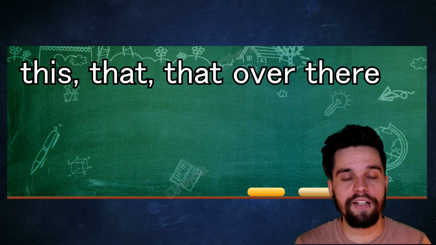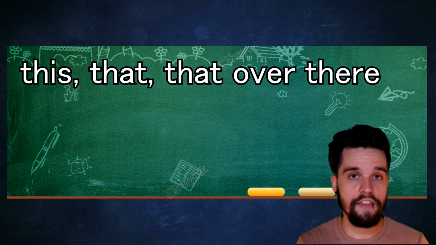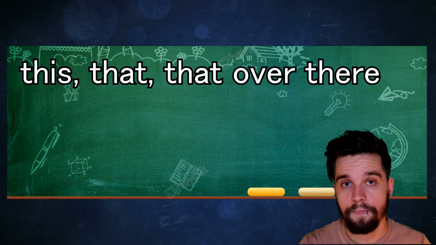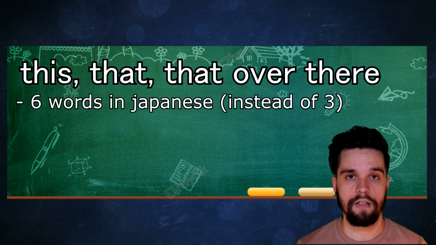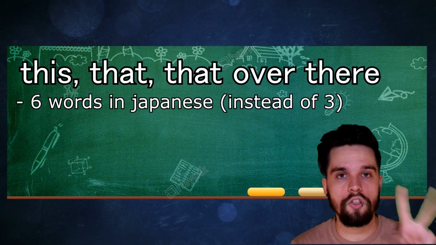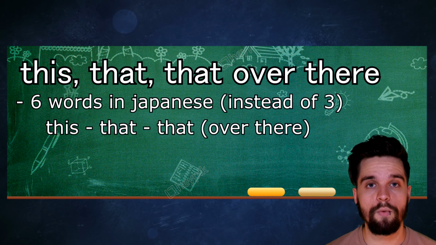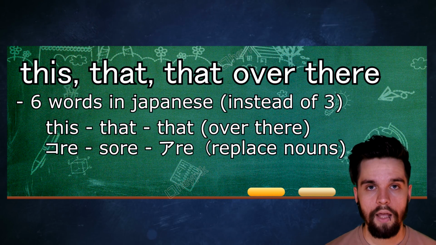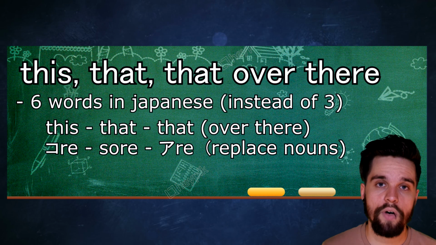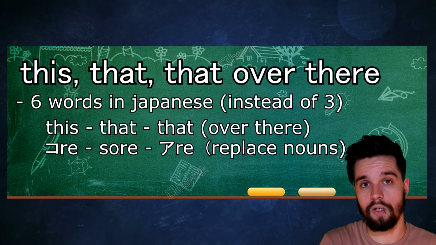The last grammar point I want to talk about is how to say that, this, and that over there. In Japanese, there are 6 words for this. Why are there 6 words and not 3? Now, every word here has 2 different ones in Japanese, depending on how you use it. The first 3 words are kore, sore, and are. They're very straightforward and easy to use. They can actually just replace any noun you want in a sentence.